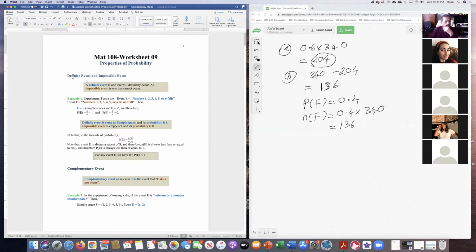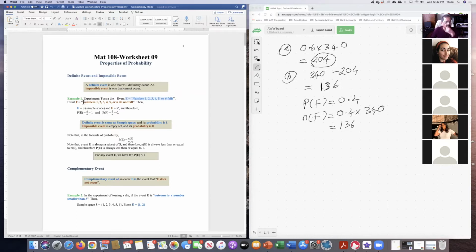So let's understand the properties of probability. Definite event and impossible event. A definite event is an event that will definitely occur. An impossible event means an event that cannot occur. There are very simple examples I can give you. If I toss a die and I say event E is the number 1, 2, 3, 4, 5, or 6, then that event is going to happen because the number is going to be 1, 2, 3, 4, 5, or 6. So that's a definite event.